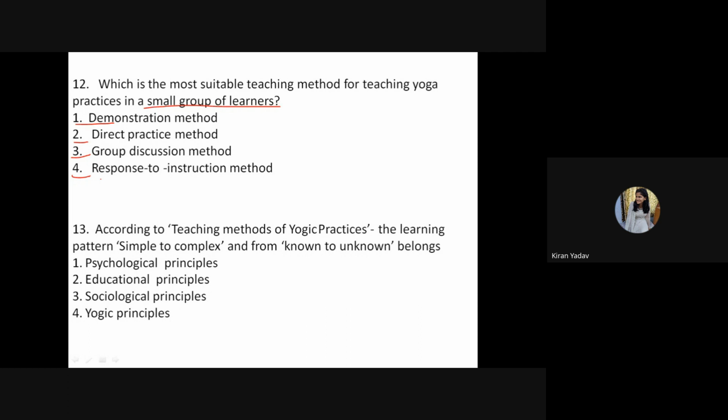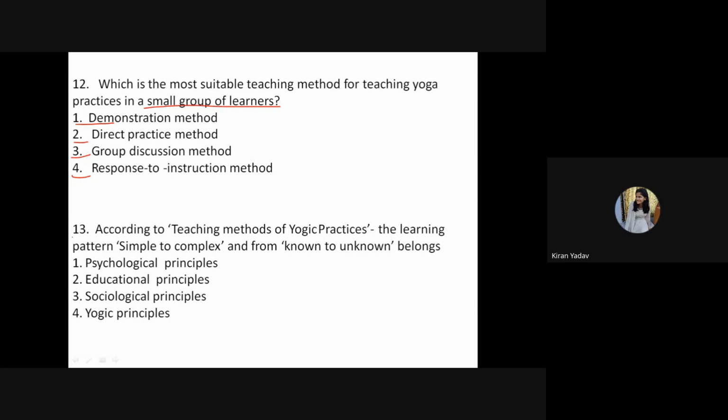So for small groups, we can use direct practice method. Why we can use it for small group? Because when learners are small, then teacher can help them, can assist them in teaching in more better way. If the group is small, then we can use direct practice method more effectively. Did you get it, everybody? Yes, ma'am. Yes, sir.